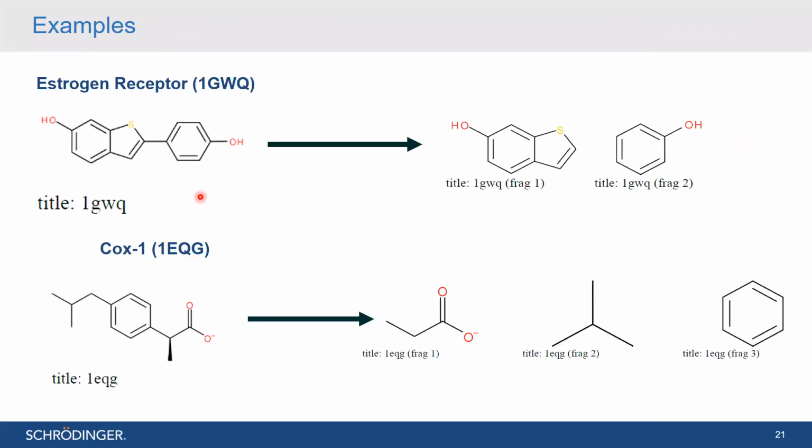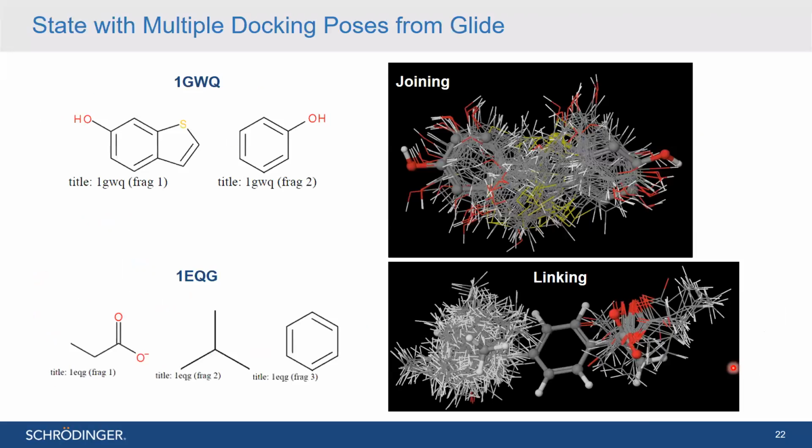So for example, here is one of the classic examples. With the estrogen receptor, there is a bound ligand present. We have generated two different fragments from this molecule, and similarly for the COX-1 protein, we have a bound ligand, and we have generated three different fragments out of it. So let's see how the software joins all those fragments.